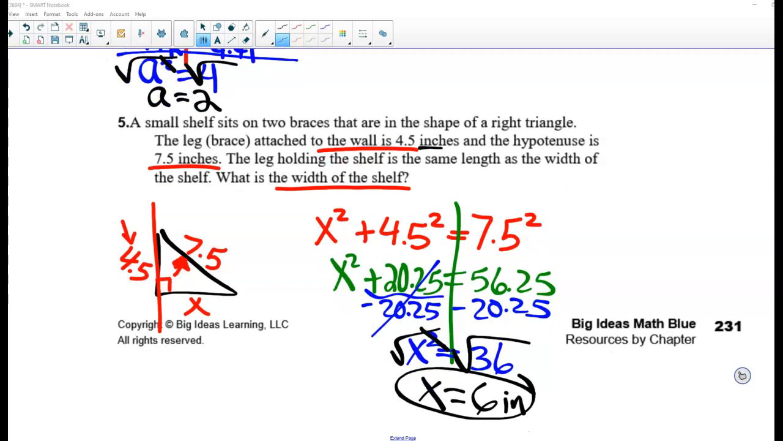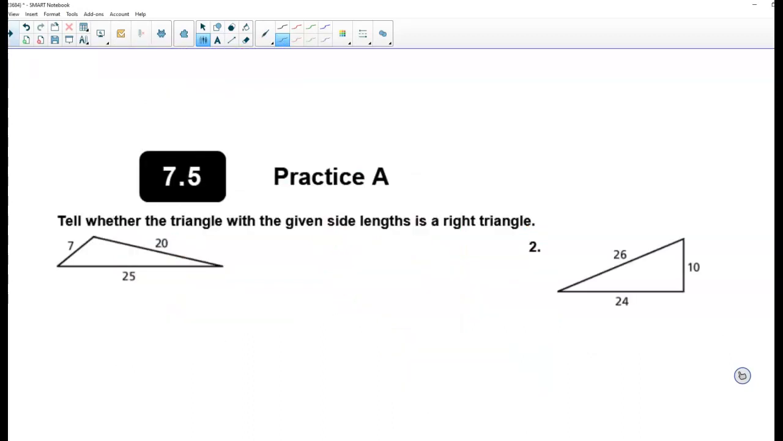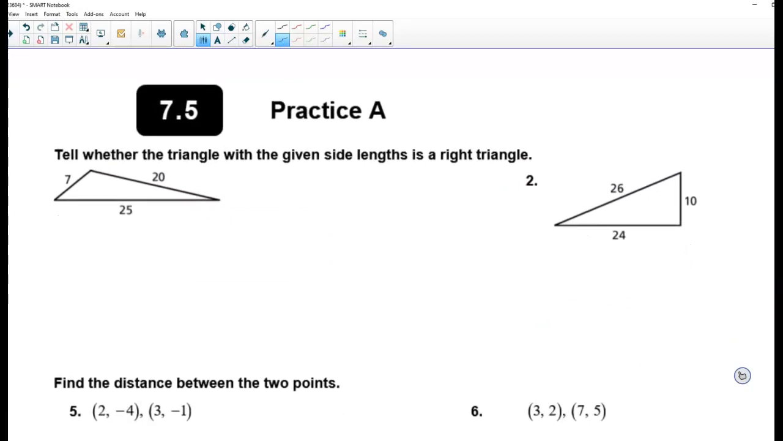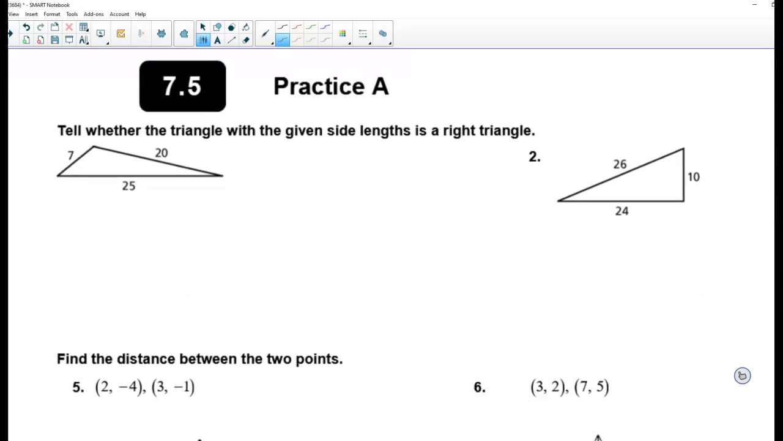Okay, go ahead and flip your practice quiz over, and we're going to do the next part. This is what we call the converse, which is we're just proving if it's a right triangle or not. So looking at this, we're going to take a guess. Automatically, we know our biggest number is our C, and then we are just going to plug numbers in.